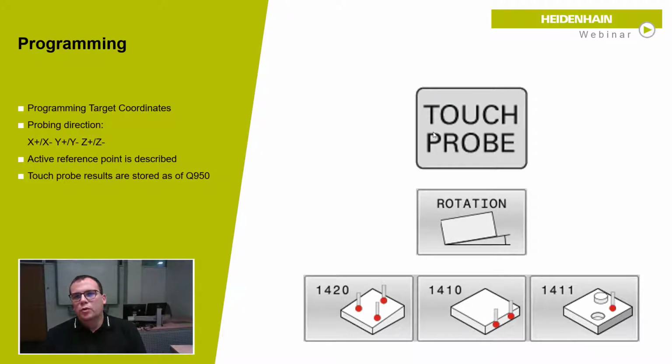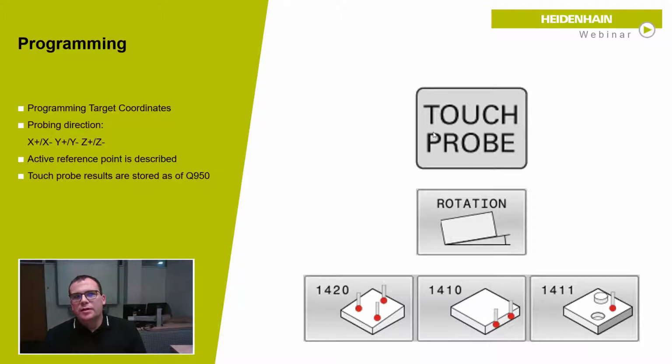So for the programming, we go to the hard key Touch Probe, then the soft key Rotation, and on the first soft key row we have the new cycles 1420, 1410, and 1411. They are available on the TNC 640 since software 8. That was the first software where we installed these new cycles. Then we can program our coordinates and also the probing direction. I can choose different probing directions in every cycle.